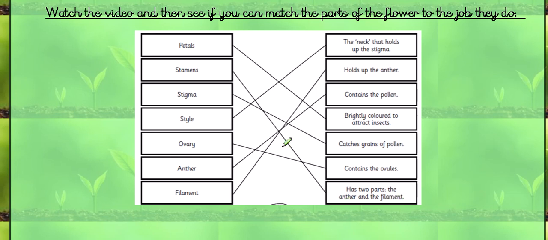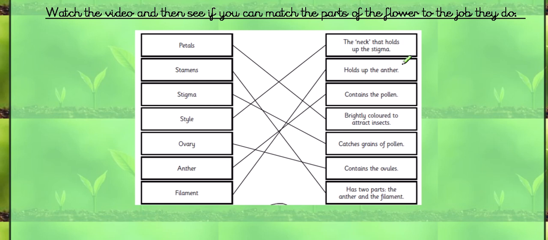Stigma catches grains of pollen. The style is the neck that holds up the stigma. The ovary contains the ovules. The anther contains the pollen, and the filament holds up the anther. So give yourself a tick or just correct yourself if you didn't get it quite right.